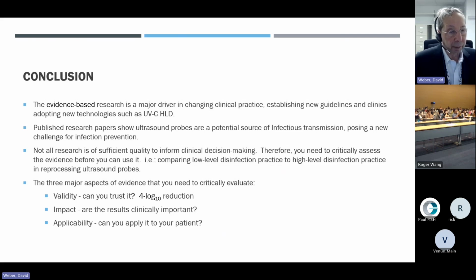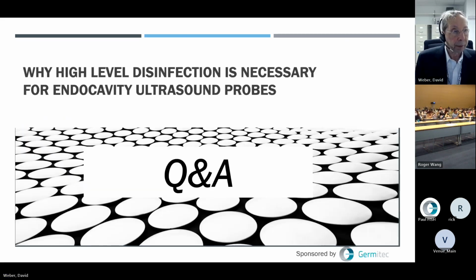The 3 major aspects of evidence you need to critically evaluate: validity, can you trust it? At minimum, a 4-log reduction. Impact, are the results clinically important? And applicability, can you safely and appropriately apply it to your patients?